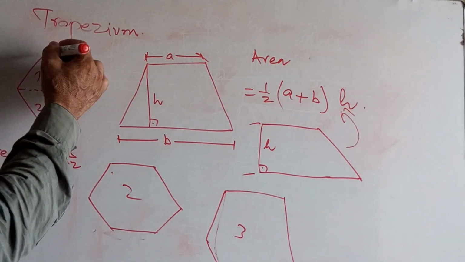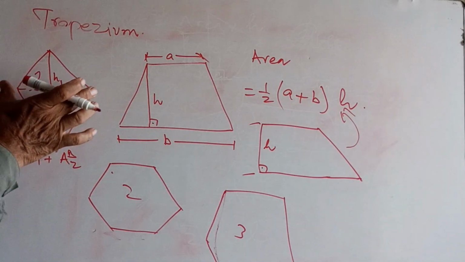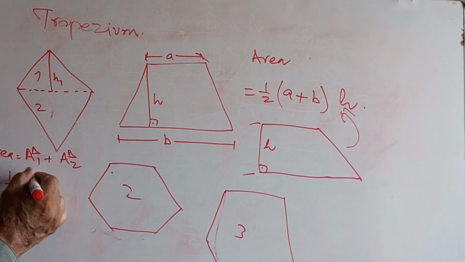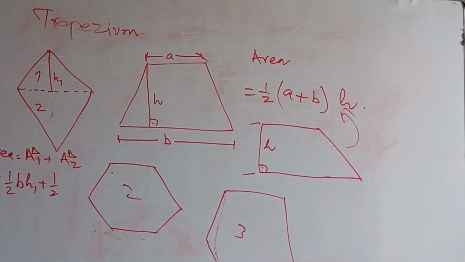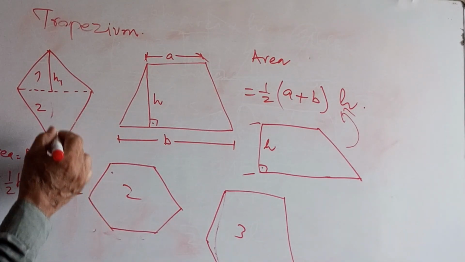Now this is H1 and this is our base. So it will become half base into H1 plus half base into H2. The base will remain the same, but the height will become H2 over here.